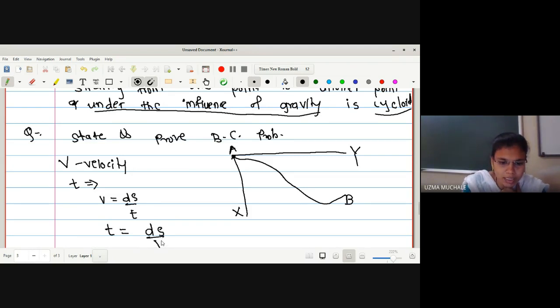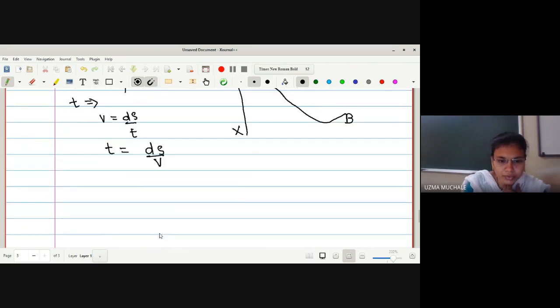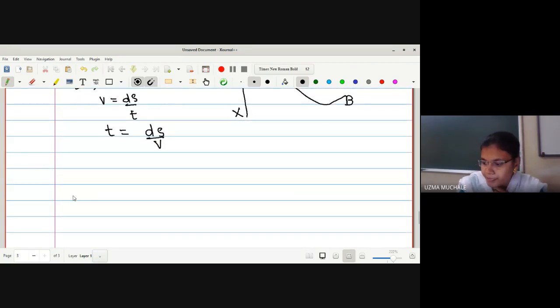What is v in this case? It is nothing but the velocity of the particle. Let me rename this as TAB or T12. TAB means the time required to travel from position A to B. So this is the value of integration I, because we find, with the help of integration, the time required to reach from A to B: ds upon v. This is our first equation.